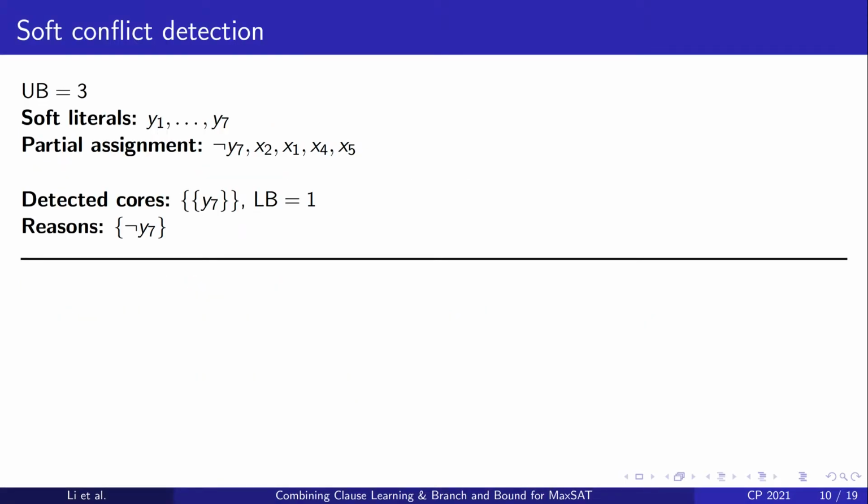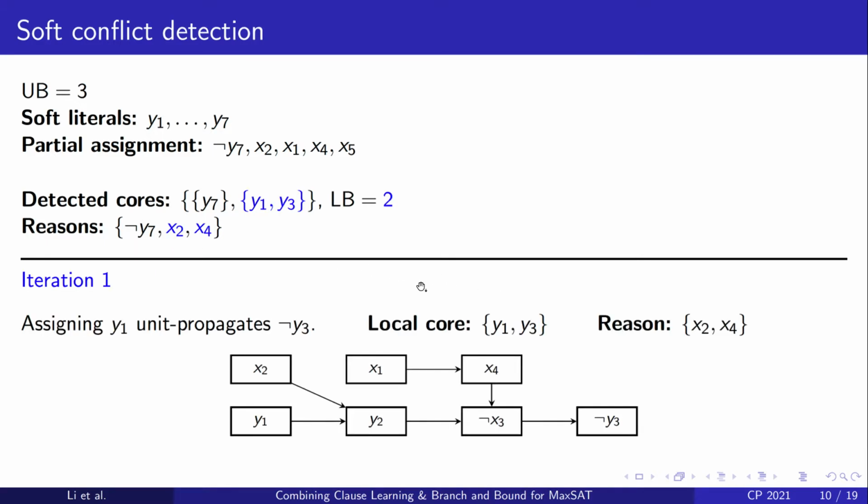So now I will explain the full process of detecting a soft conflict with an example. Suppose we are given an upper bound of 3, these 7 soft literals from y1 to y7, and we have this partial assignment. Note that y7, that is a soft literal, is false, and therefore the lower bound is already 1. In order to explain this example in a common framework, we will say that we have already detected one local core, that is y7, and the reason for this core is that y7 is false. And we start the look-ahead procedure. We do a first iteration, we assign y1, and by applying unit propagation, we propagate not y3.